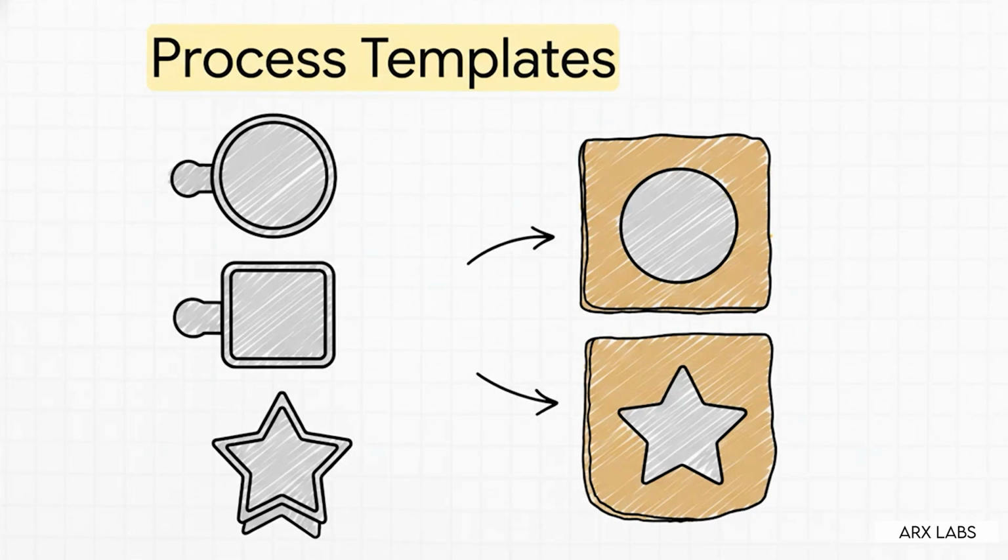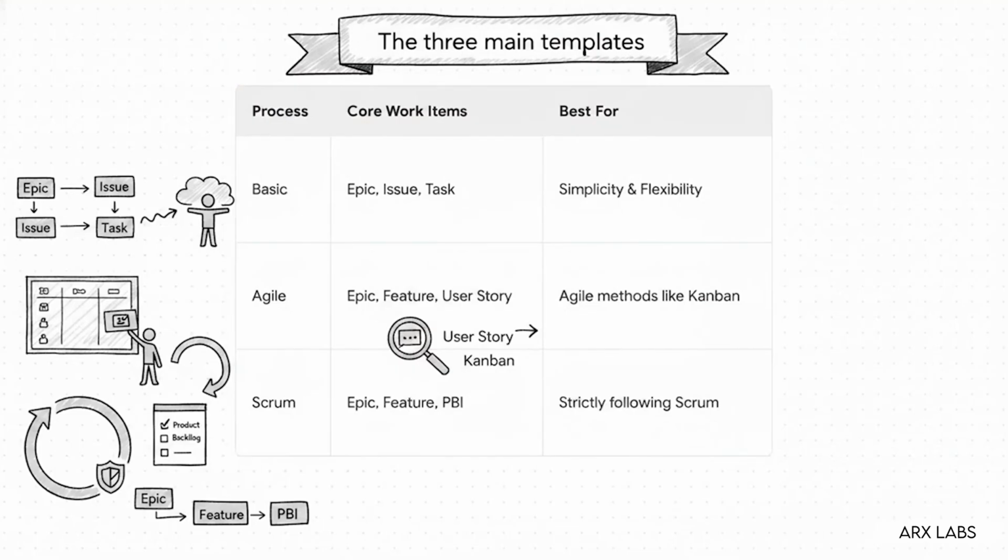So this brings us to the crucial point. How does Azure DevOps handle all these different ways of working? It does it with something called process templates. A process template is basically a pre-built starter kit that defines the types of work items and the workflow your team is going to use. And here they are, the big three.